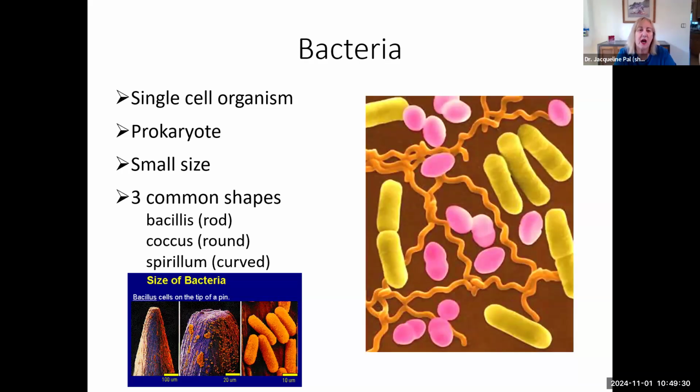And they come in three common shapes. So that rod shape is called a bacillus. You don't have to know the official names of the shapes. I'm just going to say them in case you've ever heard them before. So E. coli is a bacillus. We also have round shapes, which are a coccus, like streptococcus, the strep throat organisms. And then the little spiral or the little curved ones, like in syphilis, that's called a spirillum.